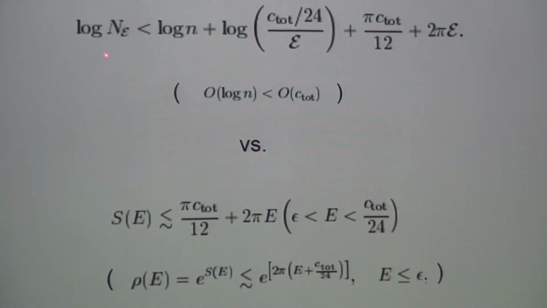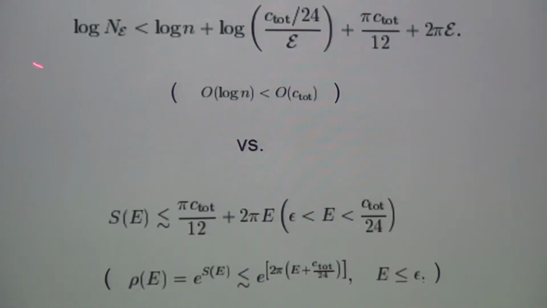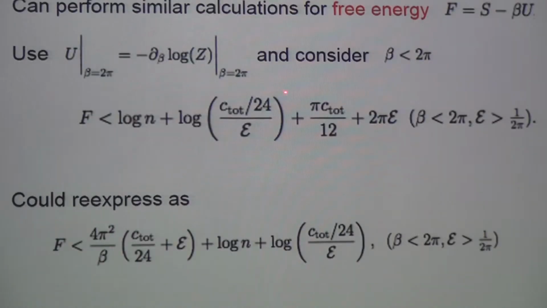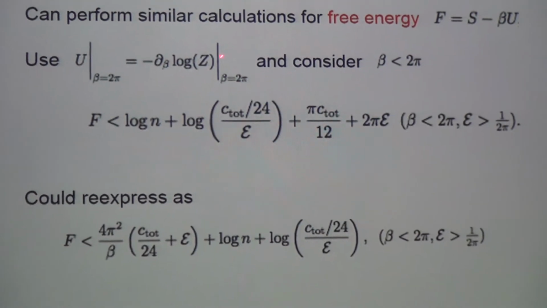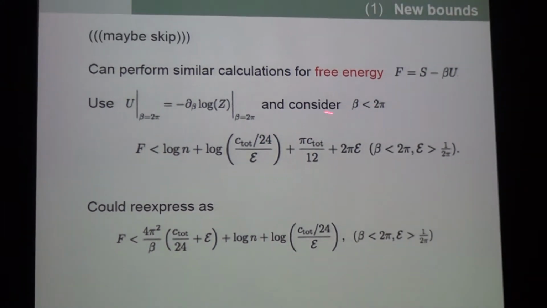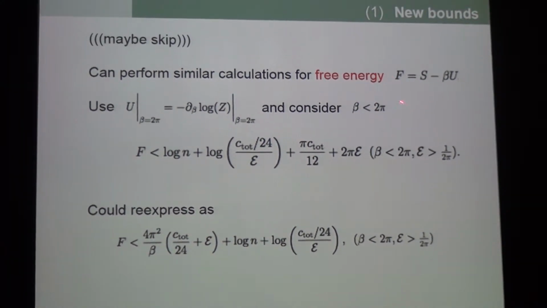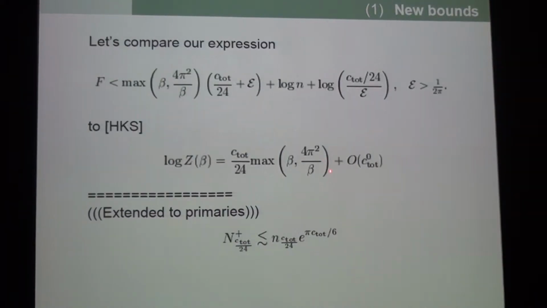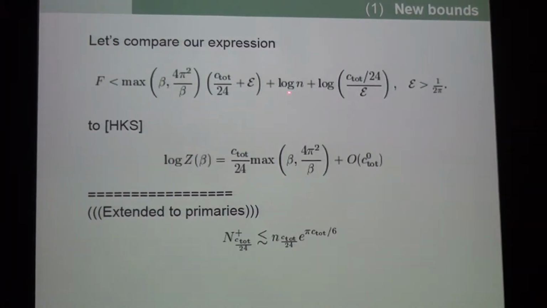You see that to leading order, we have, roughly speaking, an entropy less than pi c on 12 plus 2 pi e. These cutoff terms. It's cute. In the interest of time, I'm not going to go through all these details, but because we're trying to find bounds on entropy, we can also make statements about the free energy. It results in, again, an upper bound on the free energy for the class of theories that I've mentioned, which, again, compares favorably to results in the literature.